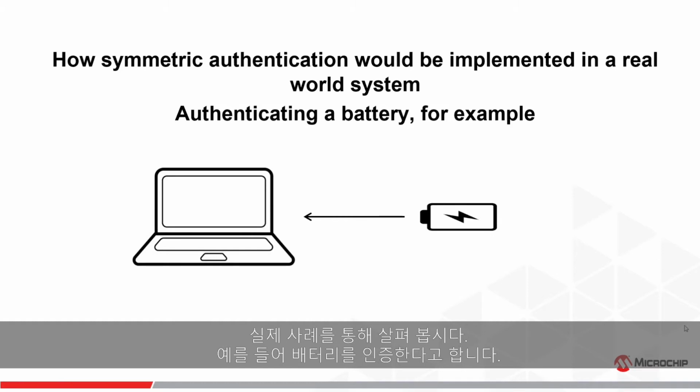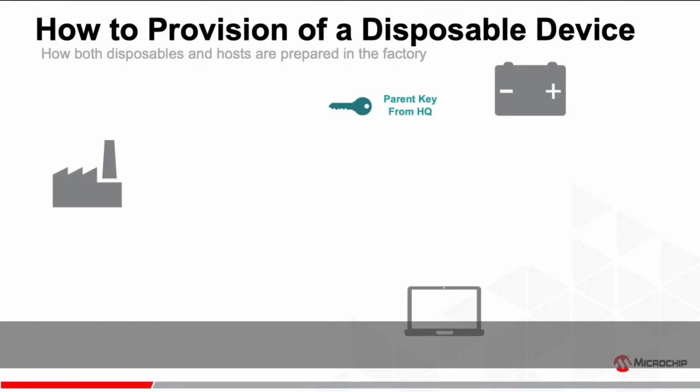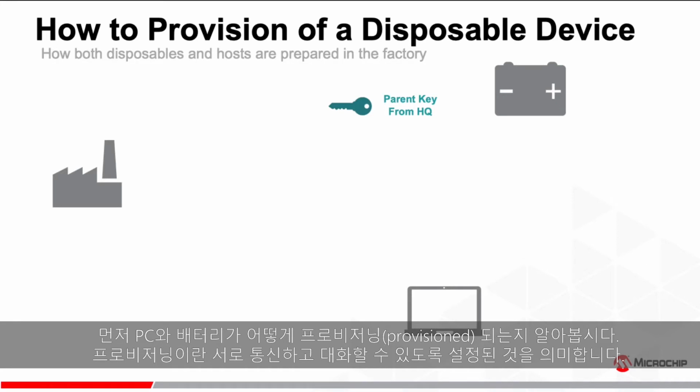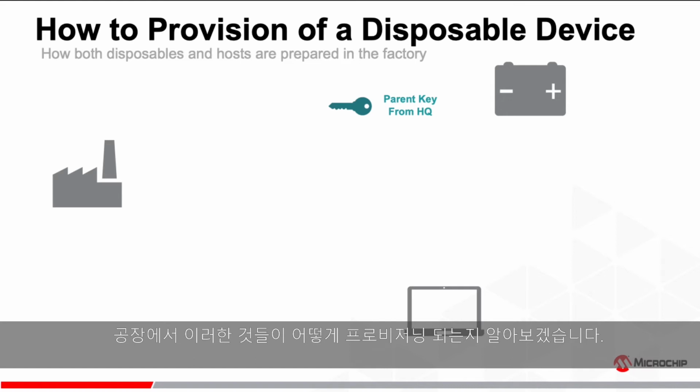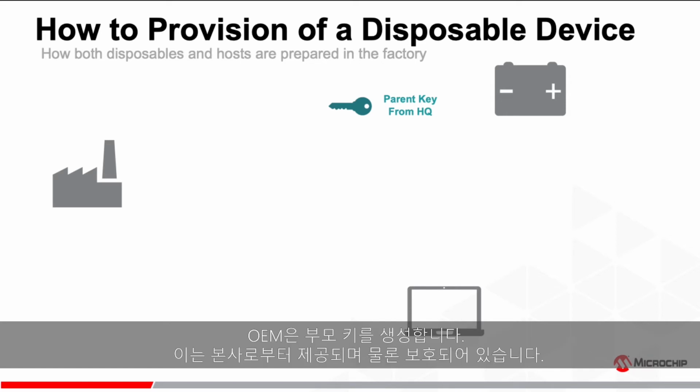Authenticating a battery, for example. First, we'll talk about how the computer and battery are provisioned. Provisioned means set up so that they can communicate with each other and talk with each other. Let's talk about how these things are provisioned in the factory. The OEM creates a parent key. This comes from headquarters and is, of course, protected.